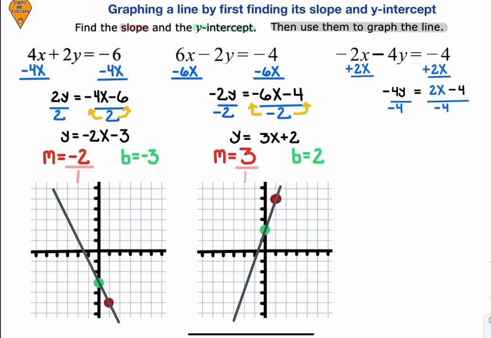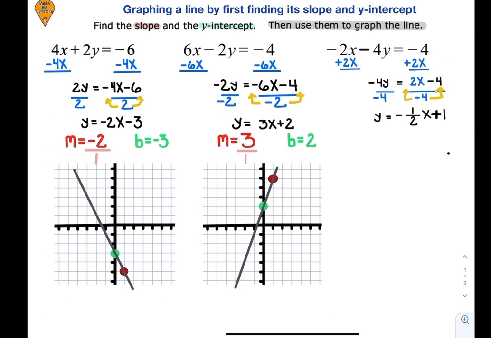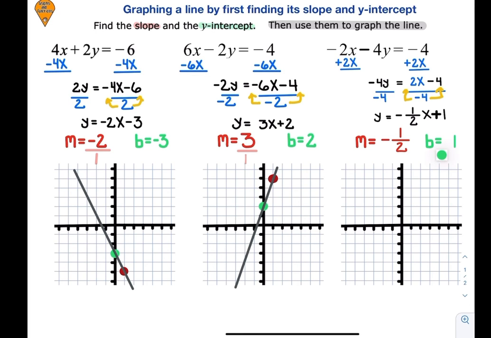The negative 4 is on the left, cancel, and on the right, that negative 4 belongs to each term in the numerator. So 2x over negative 4. The fraction 2 over negative 4 simplifies to negative 1/2. So that gives me negative 1/2 x. On the right side of it, negative 4 over negative 4 is positive 1. My slope is now negative 1/2, and my y-intercept is 1.